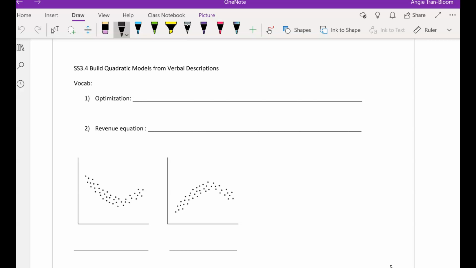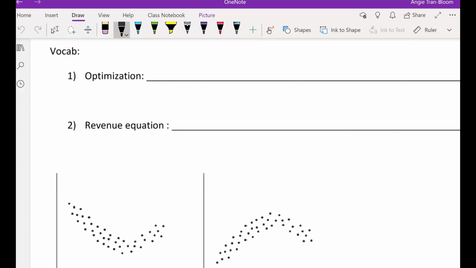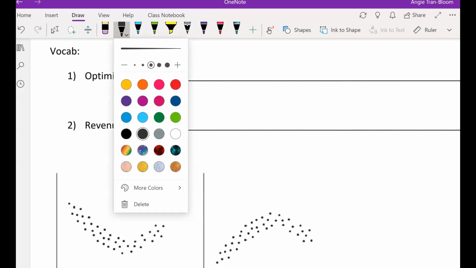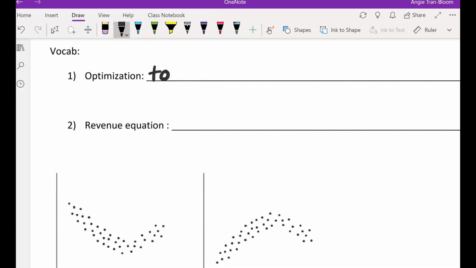Would you guys agree? If we're talking about cost, we want to minimize cost. If we are talking about making money, don't you want to make the most money? Heck yeah, right? So here we go. Optimization is to find the max or min values based on your model.